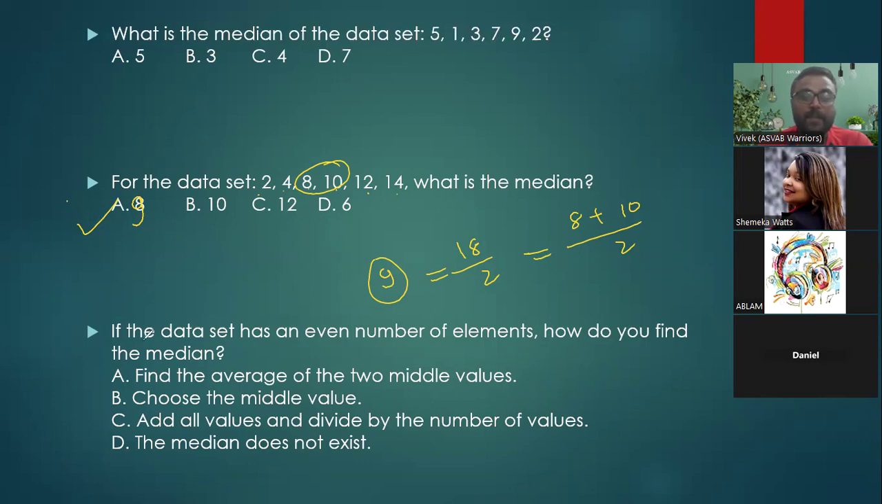Now let's say if the data set has an even number of elements, how do you find the median? If it has an even number of elements, what will you do? We find the average of the middle two values.